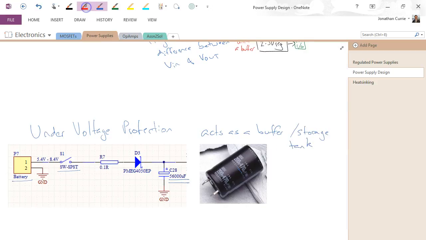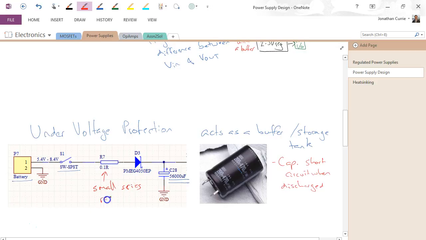Now, a couple of things you need to think about when you design one of these is that a capacitor is like a short circuit when discharged. So we don't want the poor old battery all of a sudden supplying 30 amps to charge up our capacitor, or whatever that value may be. So we place a small series resistor to limit the inrush current. Small because we don't want a large voltage drop across it, we're only trying to limit the inrush current.